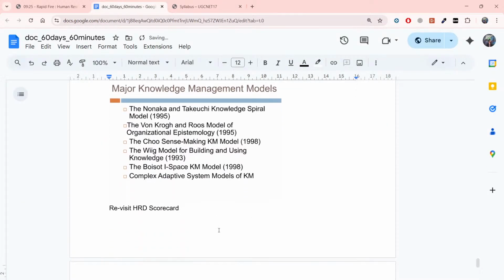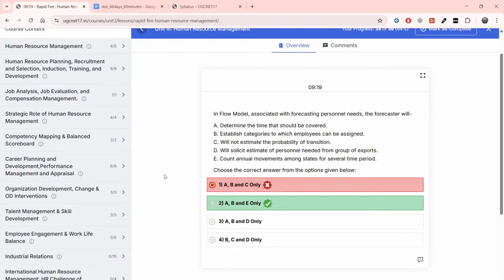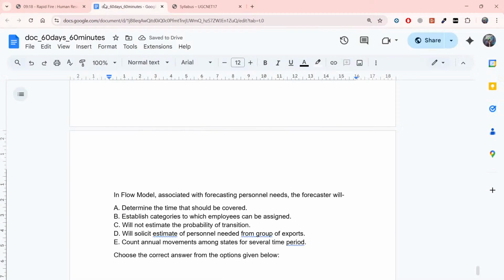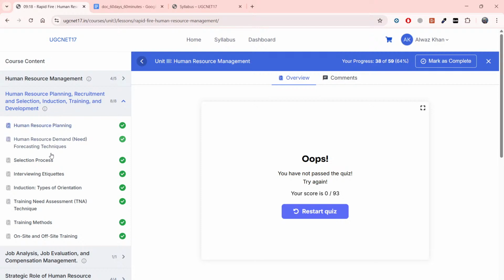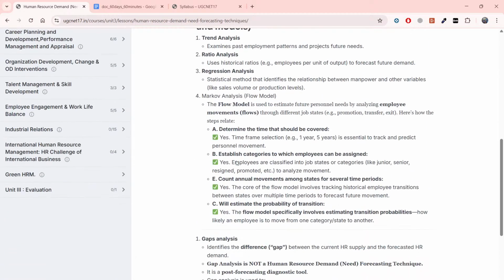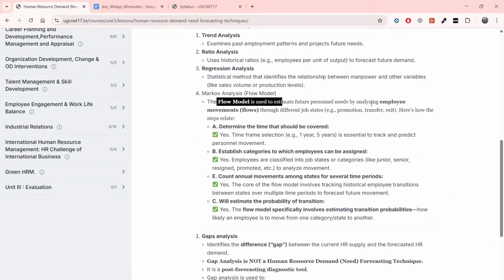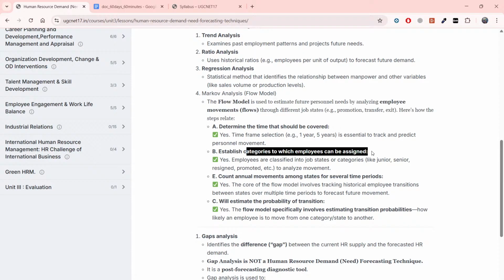Syllabus can come here. Now we'll mark whatever. Now we'll see this question. If it is covered in the flow model associated with forecasting personal needs. The flow model is used to estimate future personal needs by analyzing employees' movements through different job states. Promotion, determine the time that should be covered, establish categories to which employees can be assigned. Count annual movements among states for several time periods. Yes.